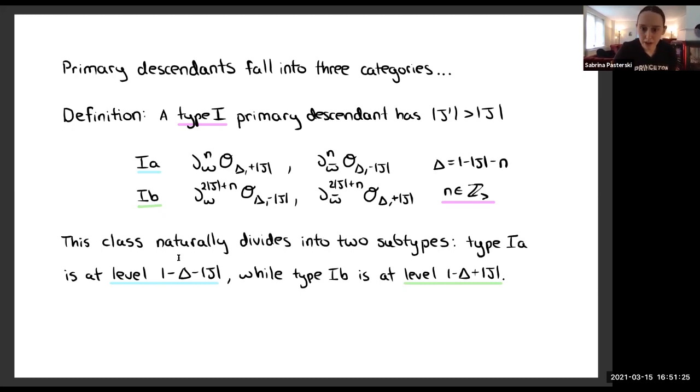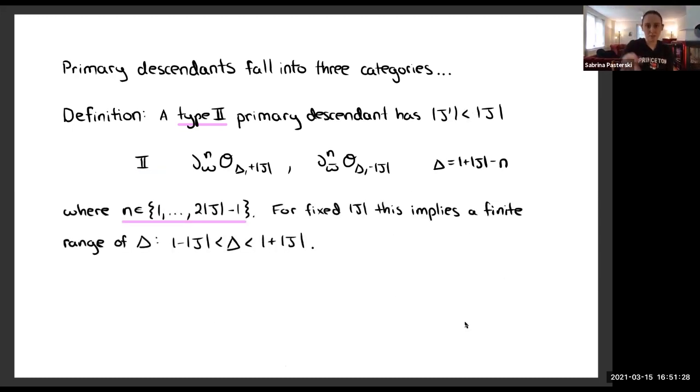Now let's move to type 2. The type 2 primary descendant will have the spin of the child being less than that of the parent. For these, again, there is a range of delta for which this occurs, but it's now a finite range. We're going to see that these are the ones intimately connected with the soft theorems with a corresponding asymptotic symmetry interpretation. For fixed J, which is what you normally think of in celestial CFTs, because you have either a gluon field or a graviton field in the bulk, this would imply a finite range of special values of delta.